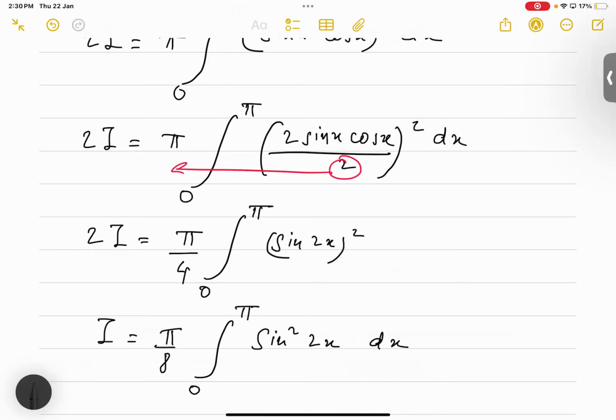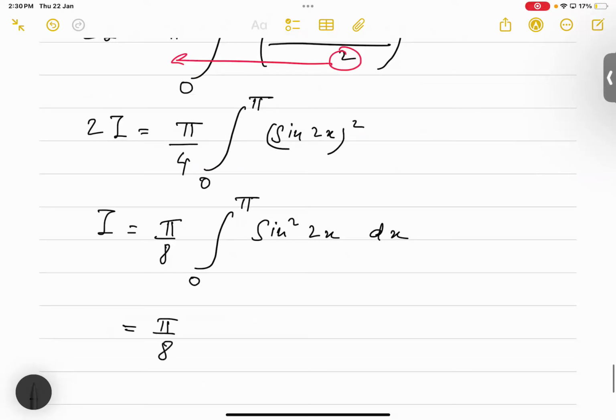Half angle formula is very important. Now we got sin square. What do we do when there is sine square? Multiply and divide with 2. What is 2 sine square x? 1 minus cos 2x. And what is sine square 2x? 1 minus cos 4x. Now it's almost 2 years we are doing this half angle.